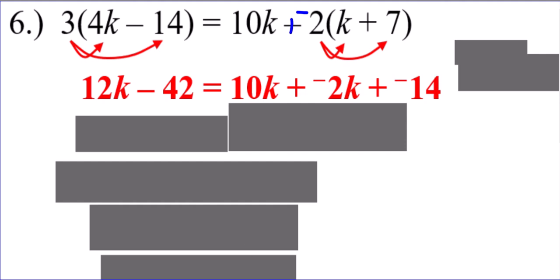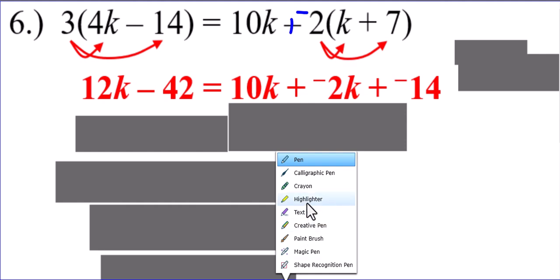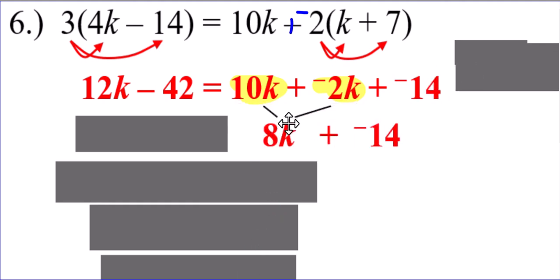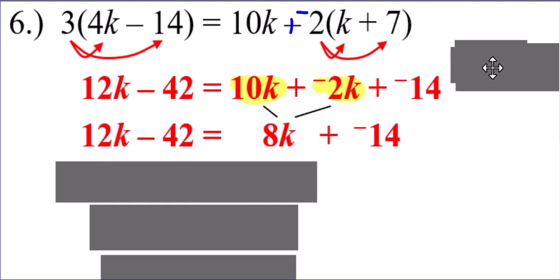Okay, now that we've said that, can you find some like terms that we could add together? But they got to be on the same side of the equal sign. So don't you dare tell me 12k and 10k. No, they're on different sides of the equal sign. But 10k and negative 2k, they are both on the right side of the equal sign. And so we can go ahead and put those like terms together, positive plus a negative, subtract in your head, and that's going to give us 8k. We bring down the plus negative 14, and the 12k minus 42, that's already there.